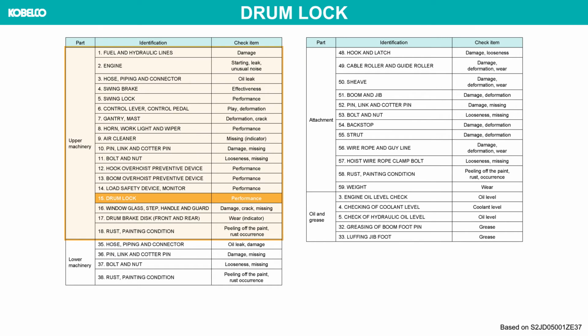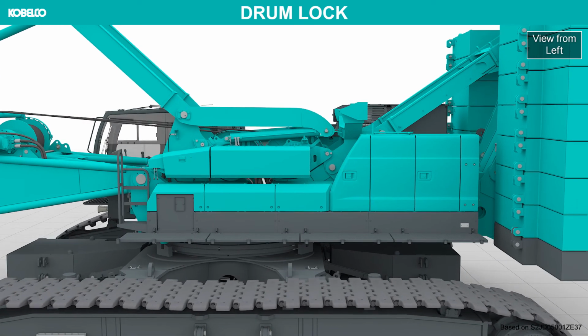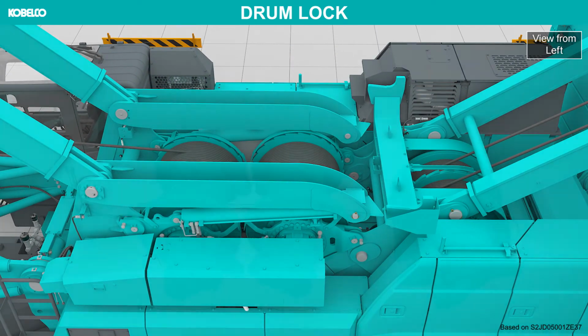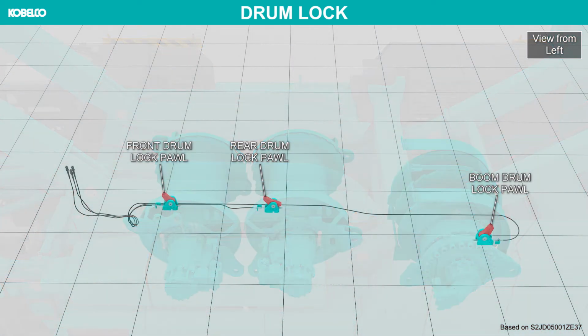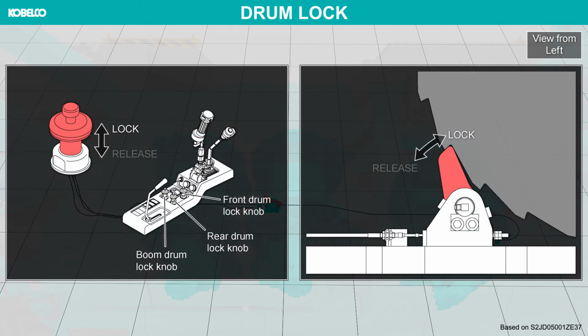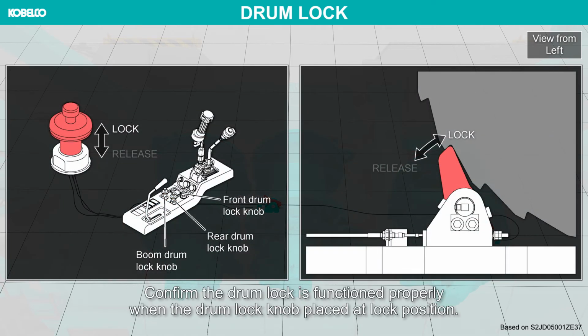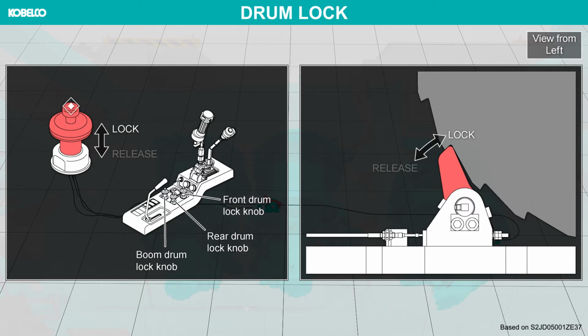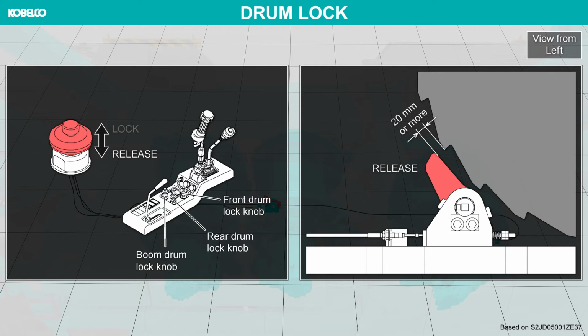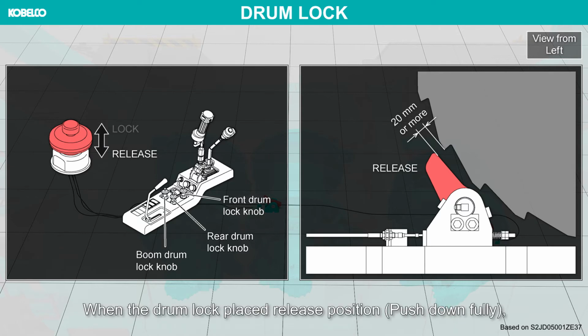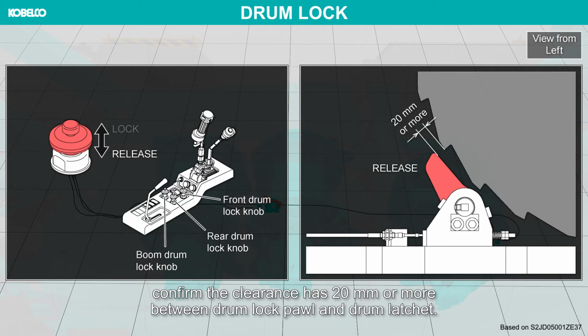Drum lock. Confirm the drum lock is functioning properly when the drum lock knob is placed at lock position. When the drum lock is placed at release position, push down fully. Confirm the clearance has 20 mm or more between drum lock pawl and drum latchet.